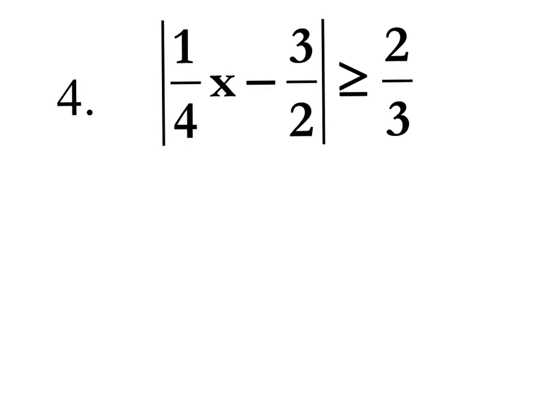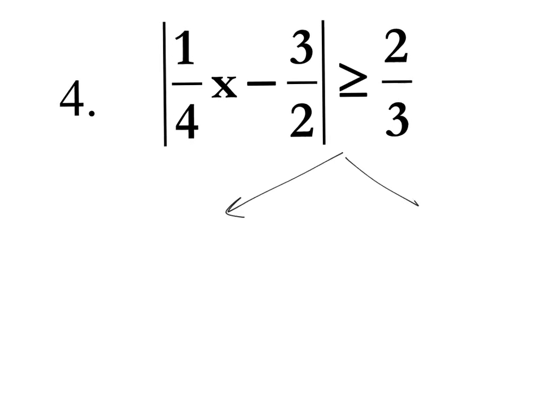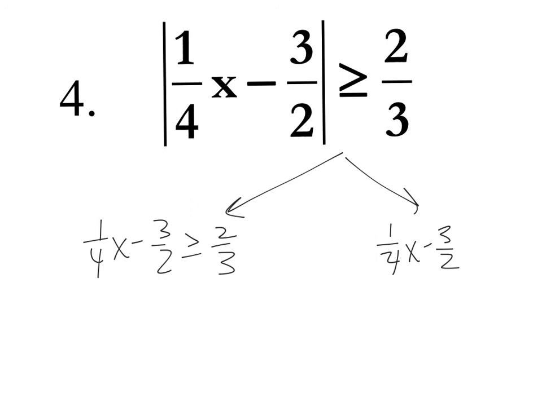Okay, this last one is a greater problem. So for all the greater problems, we write two different equations. 1/4 x minus 3 over 2 is greater than or equal to 2/3. That's equation number 1. You just drop the bars and write exactly what you see. And remember, the second one is almost the exact same. You keep the absolute value part the same, but you flip the sign and make the answer negative.